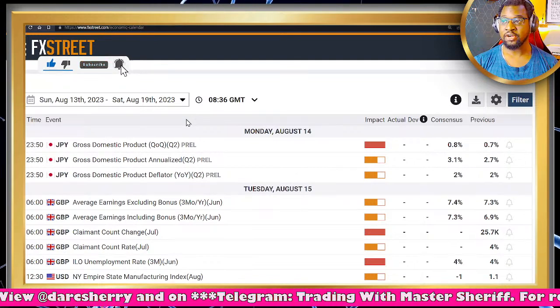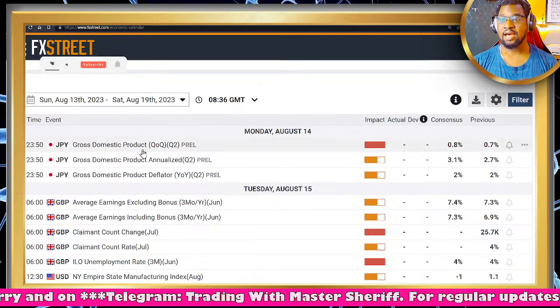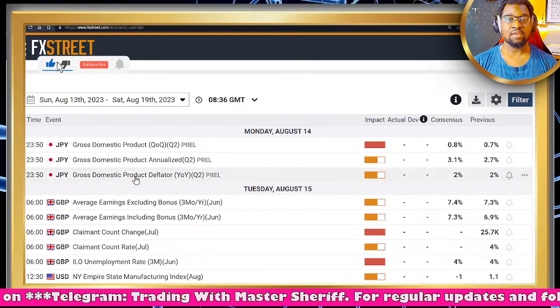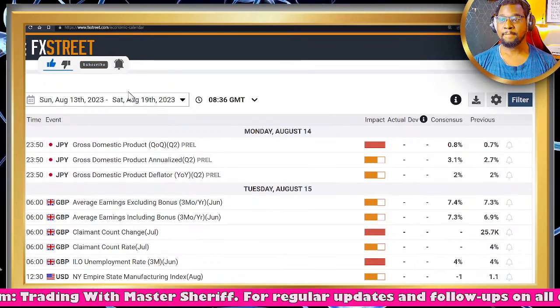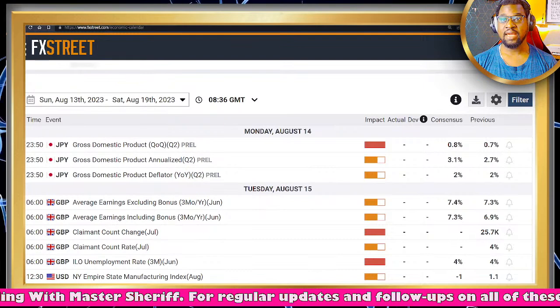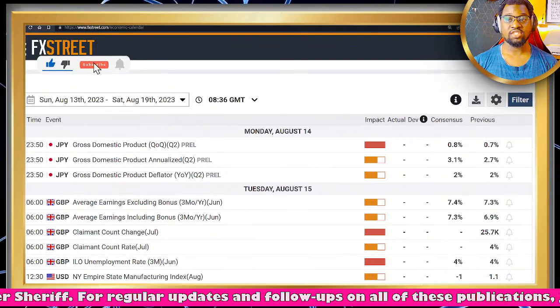Japanese economy. Now for today, Monday, August 14th, we only have one high impact event, which is coming in from the Japanese economy, and that is the gross domestic product annualized for quarter 2.